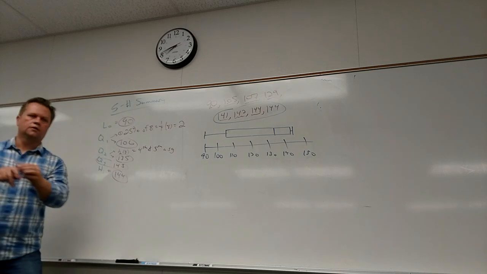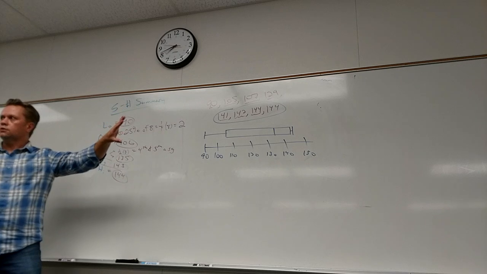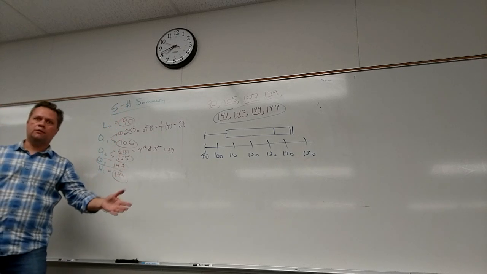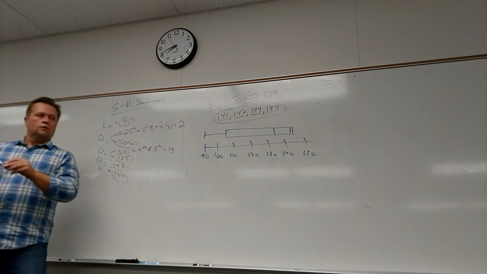All right, so let's do this. Is everybody cool with that? Any questions on the work involved here? So I'm going to say, find the 5-number summary and create a box plot. Yes? Can you explain again how you got the Q1?